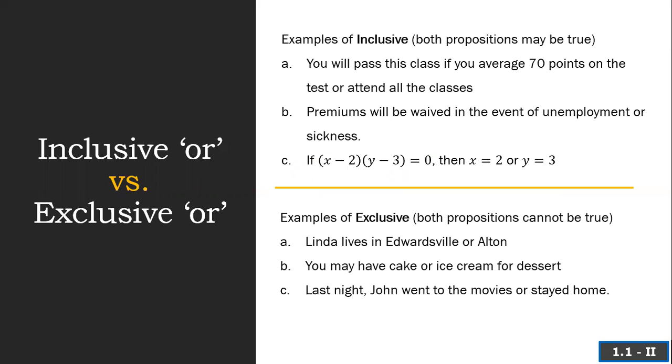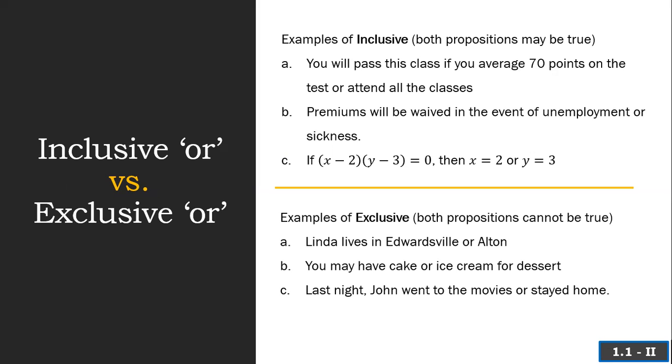Again, diving back into the weeds here, English is not our friend. It turns out when you say these sorts of things to people in conversation, their brain, by context, decides if you're using inclusive or exclusive ors. So let's go over examples of inclusive ors. This is where both things could be true at once. You will pass the class if you average 70 points on the test, or if you attend all the classes. Now, if I said that to you in class, you would be able to accomplish both of those goals, and you take it to mean, oh yeah, I can do both of them, right? And I'll pass the class.